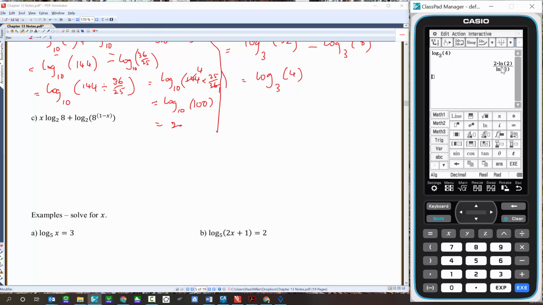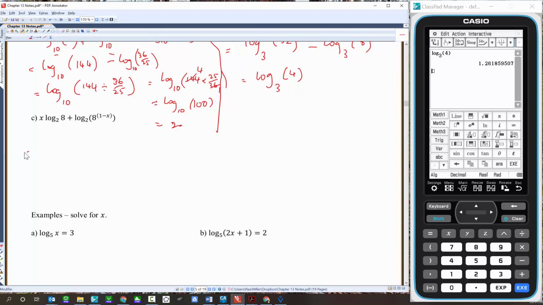I'll explain why it converts it to base e. Let's get the approximation. 3 raised to roughly 1.26185 will give us the answer. So 3 raised to 1.261859507... will give us the answer. What's a better way of writing the answer? Well, it would be to leave it as its exact form, like that.